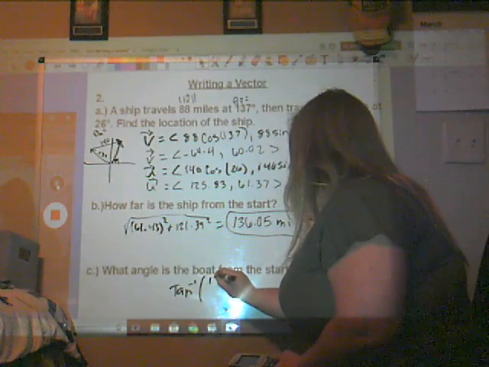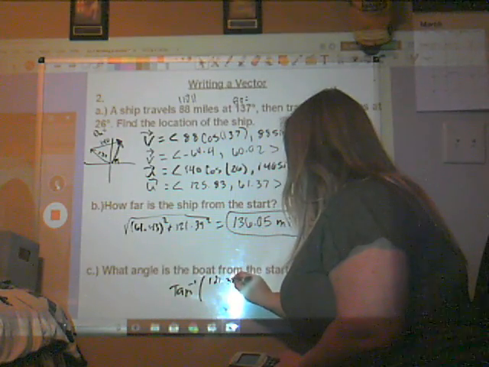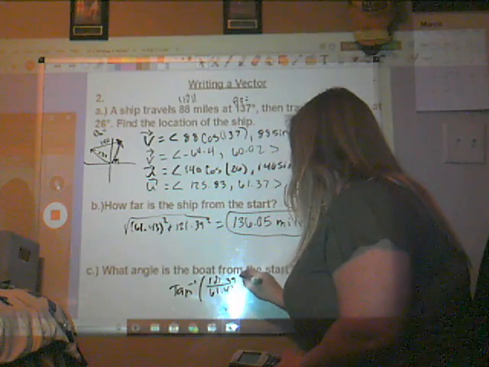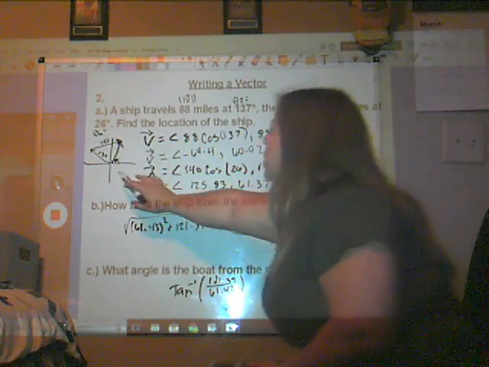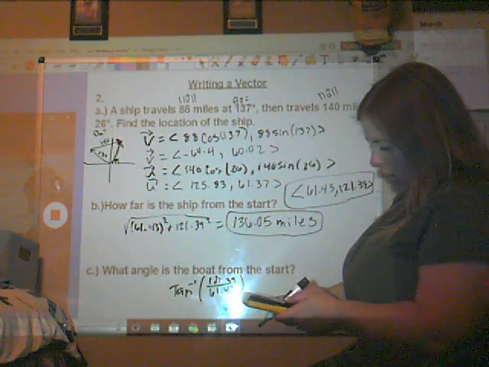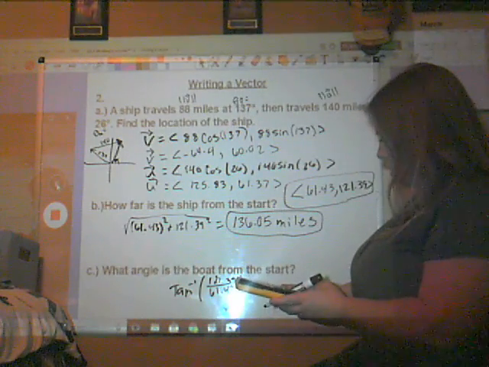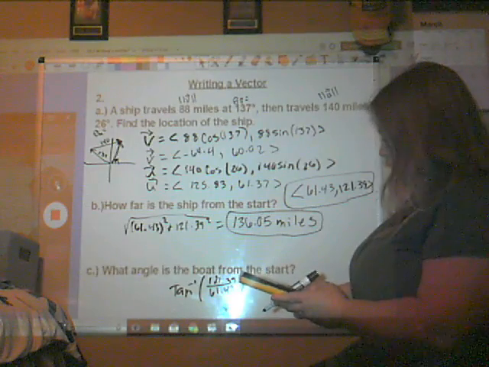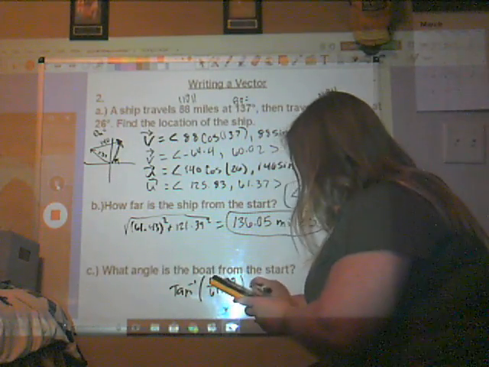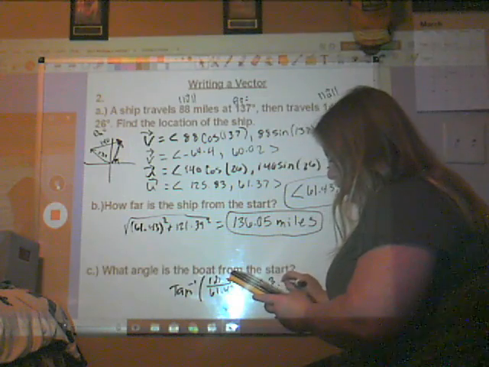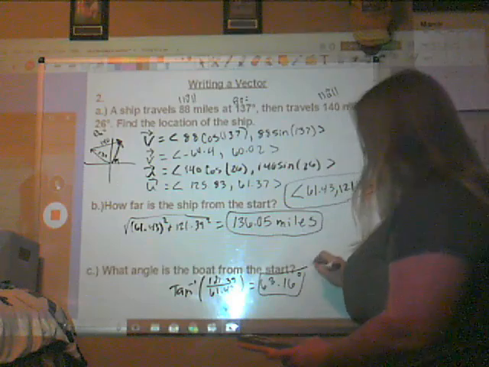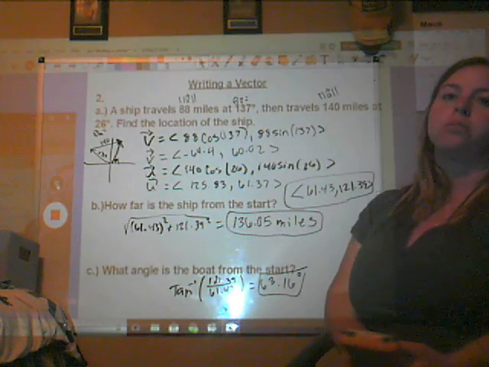So we're going to do 121.39 over 61.43. And remember, we're in quadrant 1, so we don't have to add anything to it. So we just type in our calculator, second tangent of 121.39 over 61.43. And we get 63.16 degrees. So they are 63.16 degrees from where they started.